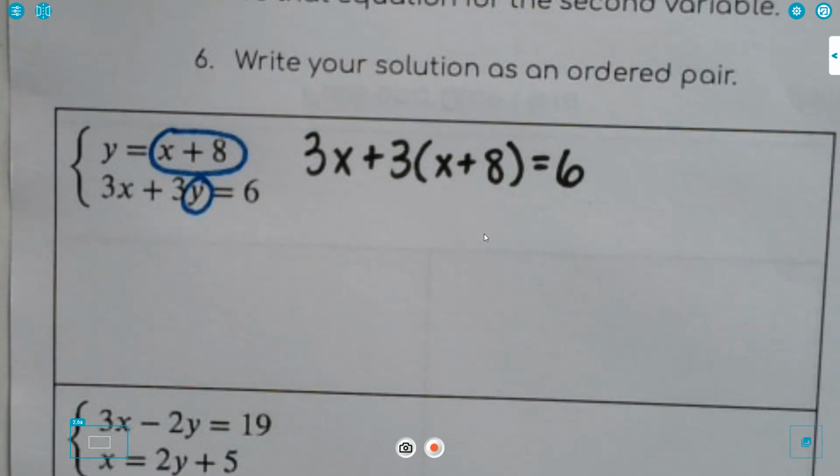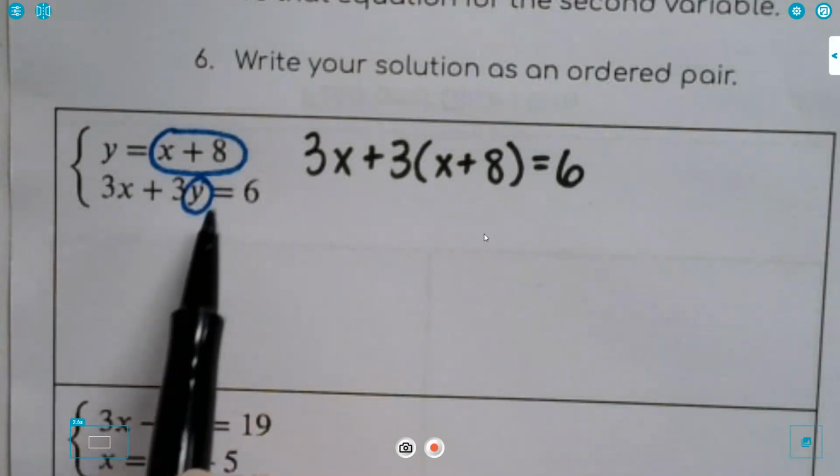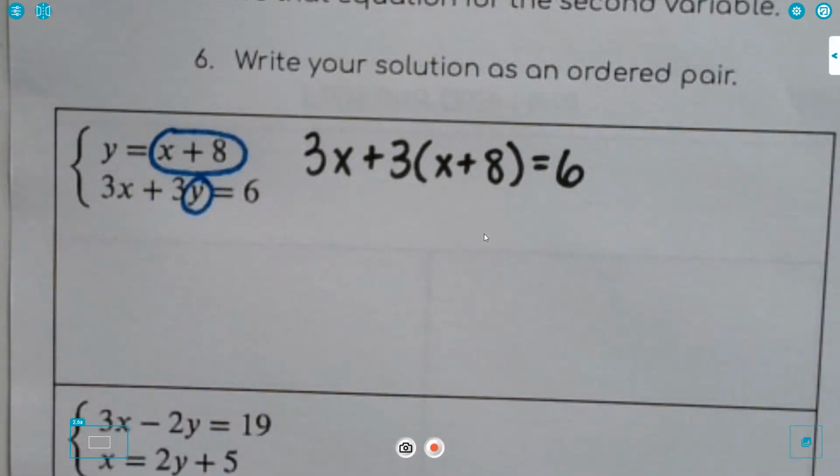Okay, one thing about substituting. I already told you guys I'm going to be gone on Friday. I'm going to have a substitute on Friday. When I get a substitute, do I still come to school? No. So when we substitute something in for y, the y disappears. We are replacing the y with an x plus 8.